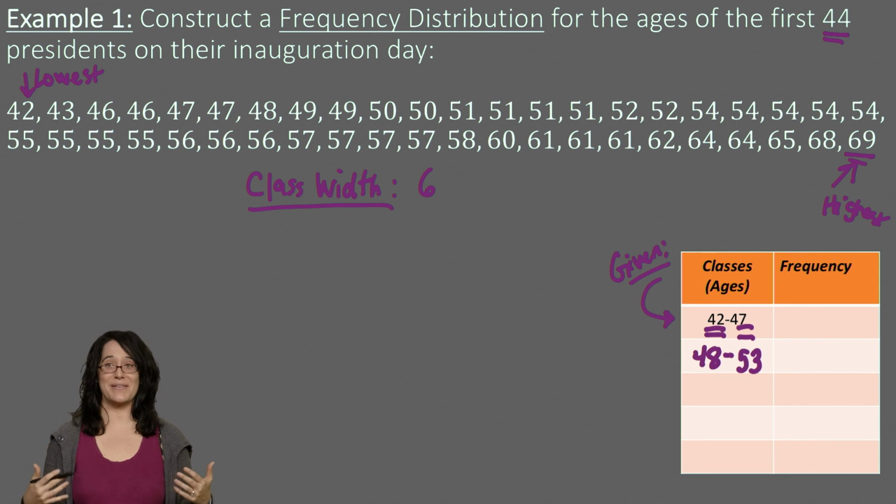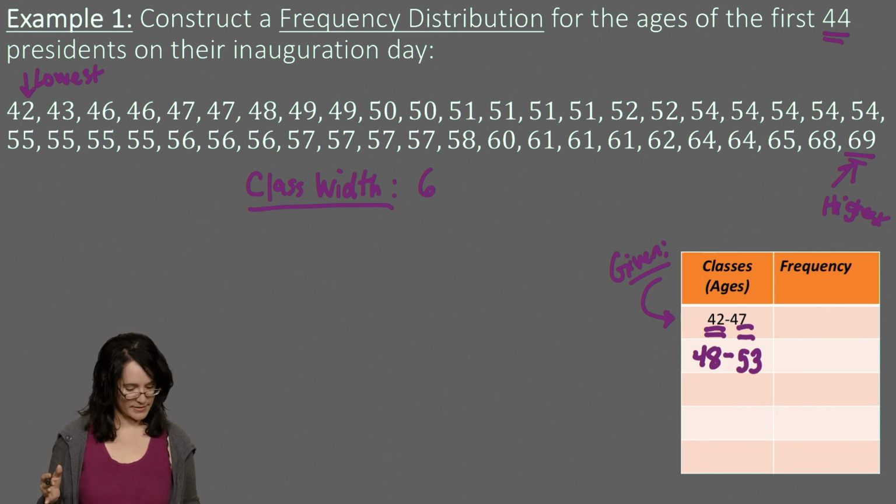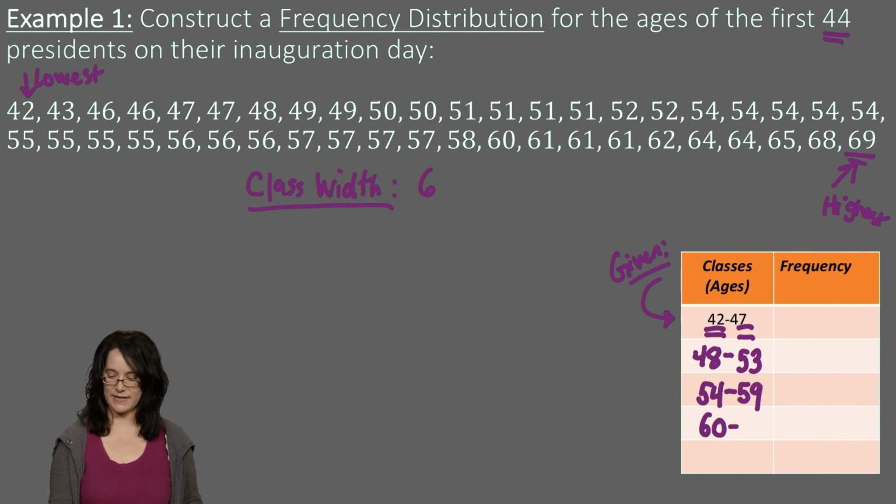And again, you can continue this. You can see that in each class there should be 6 distinct ages represented. That is our class width in this case. So 48 to 53. Feel free to pause the video and see if you can do the rest of them on your own. What are each of the classes here? Did you get 54 to 59, followed by 60 to 65, and then 66 to 71?